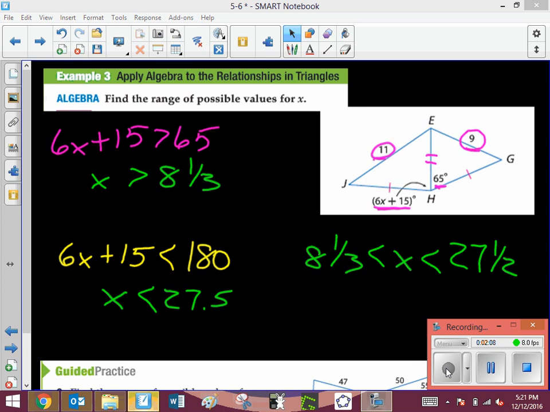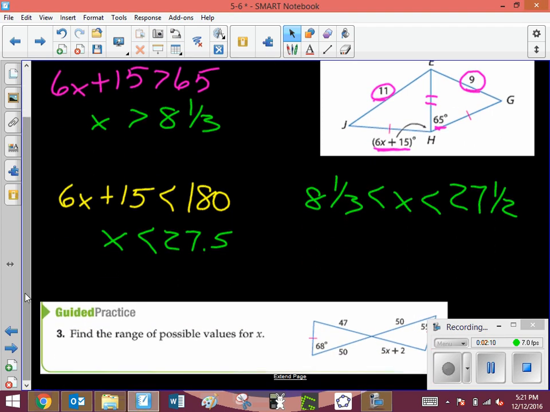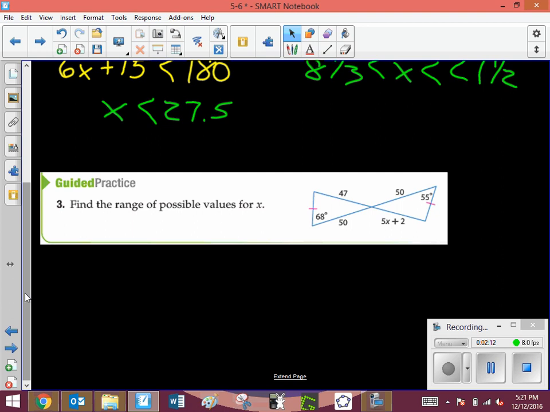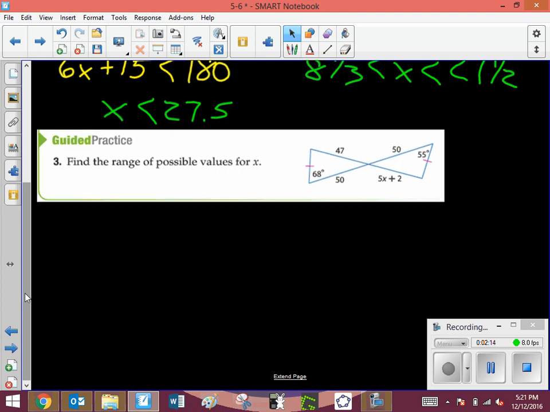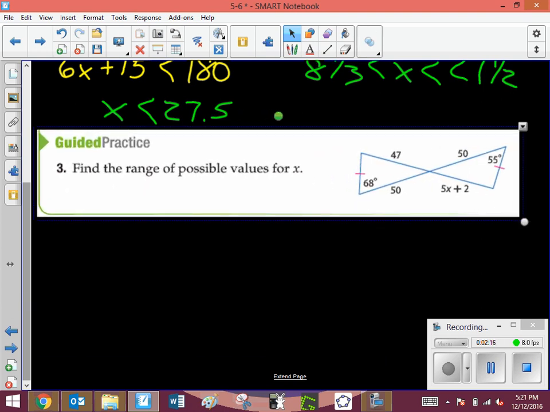Alright, let's actually do one more in addition. This time we'll look at side lengths here, in the guided practice. We're still doing the same thing, finding range values, except this time we're dealing with sides. I know that this side right here is congruent to this side. I also know that the 50s are congruent. I'll put tick marks there to tell us we're done with those sides.